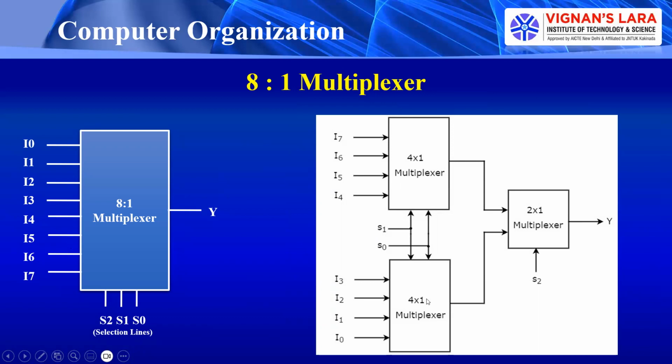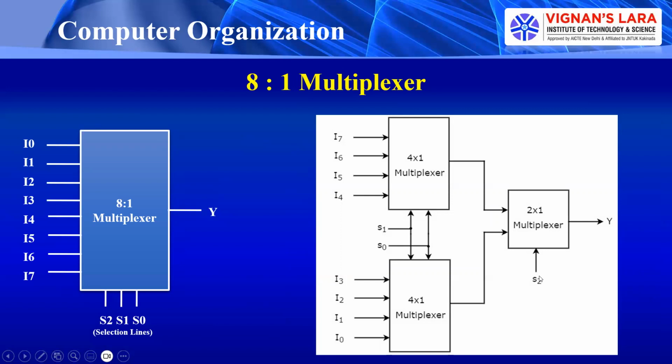I use that logic so that this is my first multiplexer, with I0, I1, I2, I3 as the inputs. This is my second 4 by 1 MUX, with I4, I5, I6, I7 as the inputs. The two least significant selection lines are commonly connected to both multiplexers. Then the outputs of these two multiplexers are given to a 2 by 1 multiplexer.